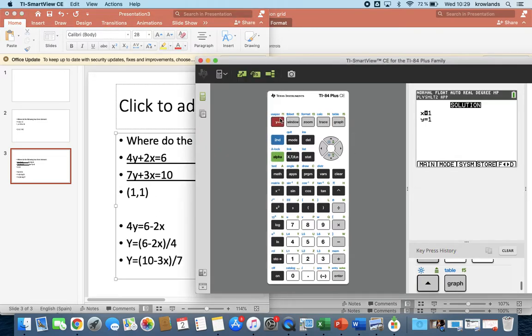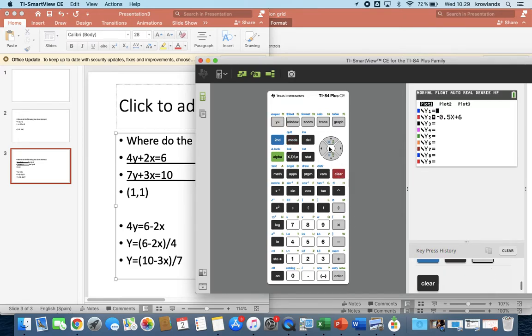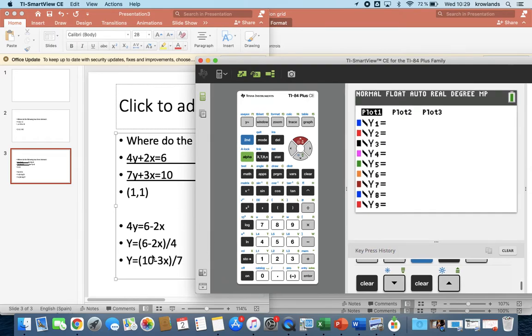Going on to the calculator, we could go on to the y equals. We need to quit off this menu first, then we need to clear both of these menus, and then we type in our new functions for this new question. So y equals 6 minus 2x divided by 4. Then our second one is going to be 10 minus 3x divided by 7. And please note I've put these in brackets because we want both terms, both the 6 and the minus 2x, to be divided by 4, and the same with the second one.